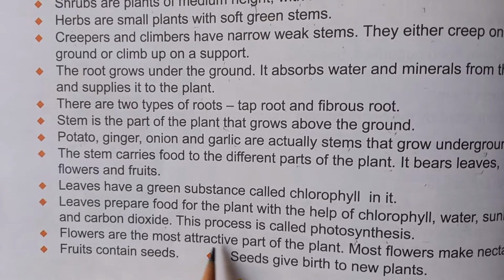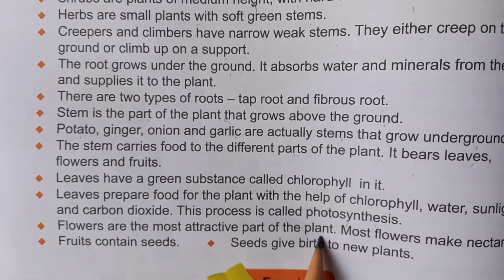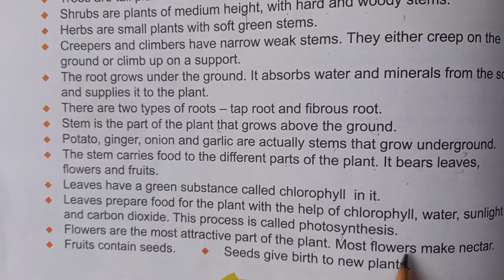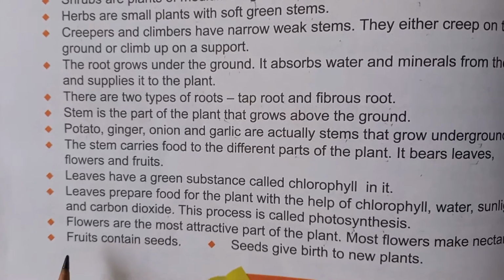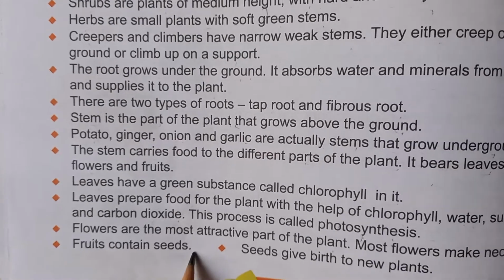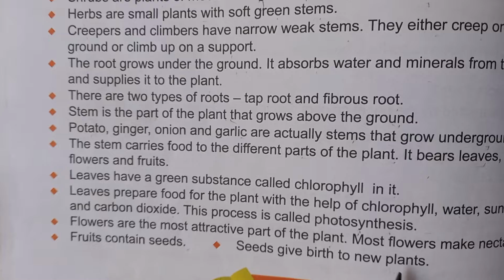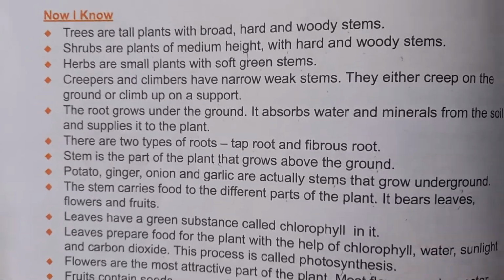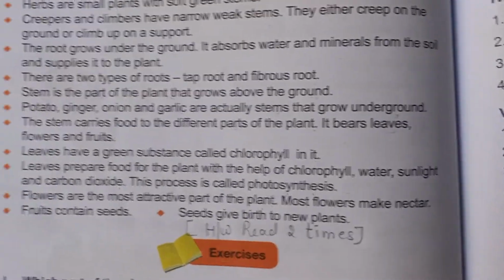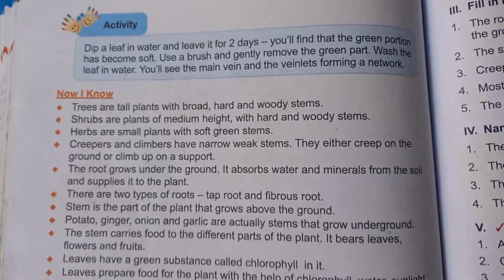Flowers are the most attractive part of the plant. Already we have learnt this. Most flowers make nectar. Fruits contain seeds. Seeds give birth to a new plant. So children, what is your work? See children, you have to read this part 2 times.